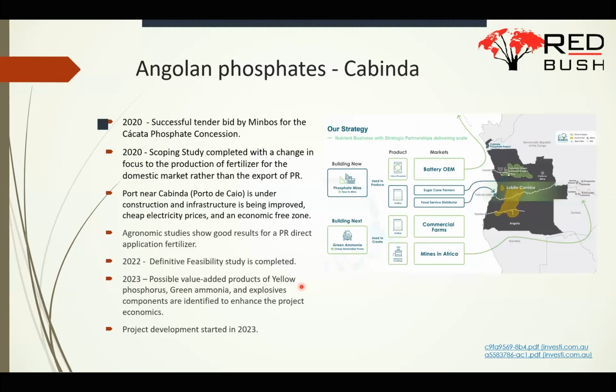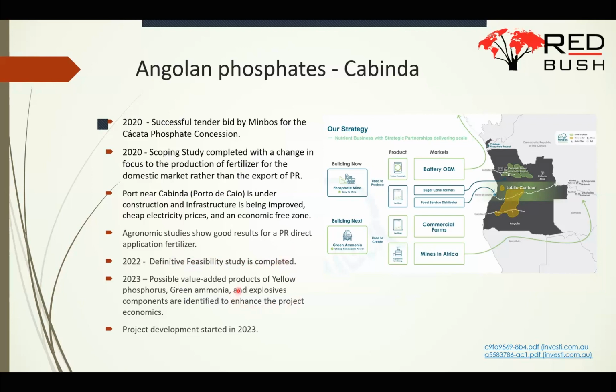In 2020, the project revives. The Minbos guys get the Kikata phosphate concession in a tender. There's a new scoping study, and they completely change the focus of production to fertilizer rather than export of phosphate rock. They also have some advantages. The port of Cabinda is being developed. They have cheap electricity now and economic free zones. They've done their agronomic studies, which show really good results for a direct application fertilizer rather than building a phosphoric acid plant. Definitive feasibility studies were completed in 2022.